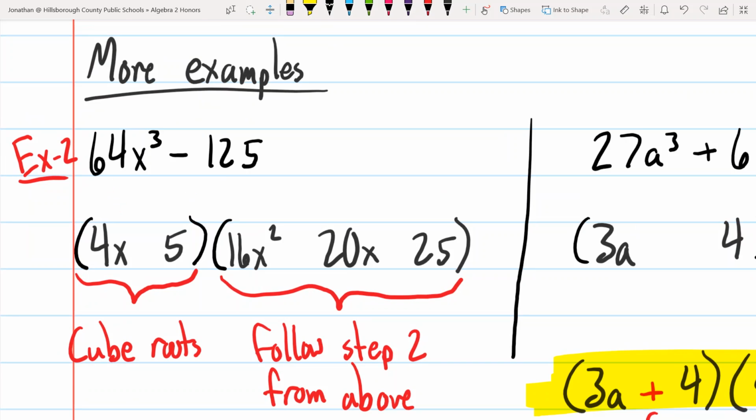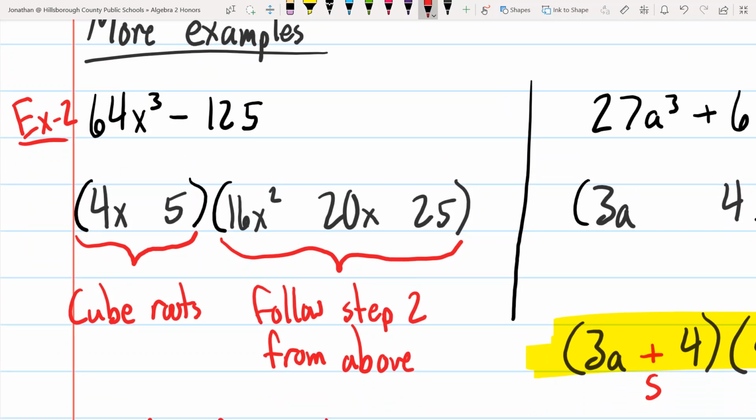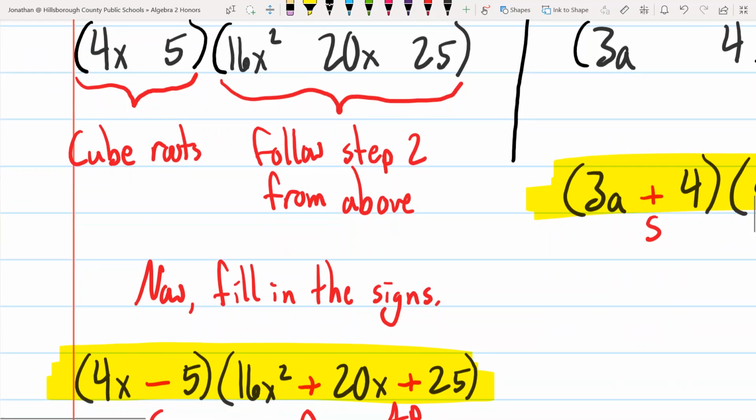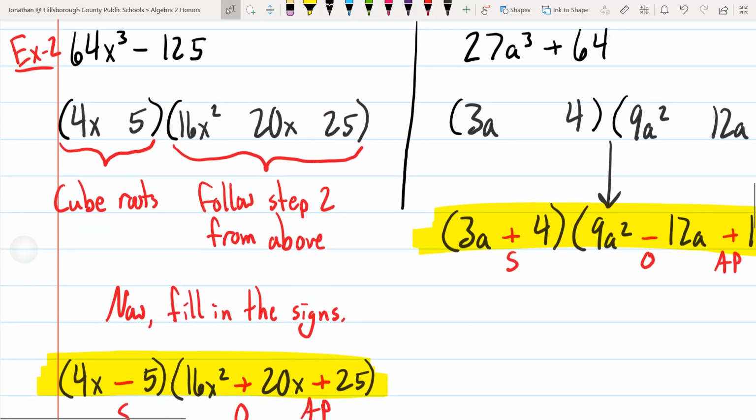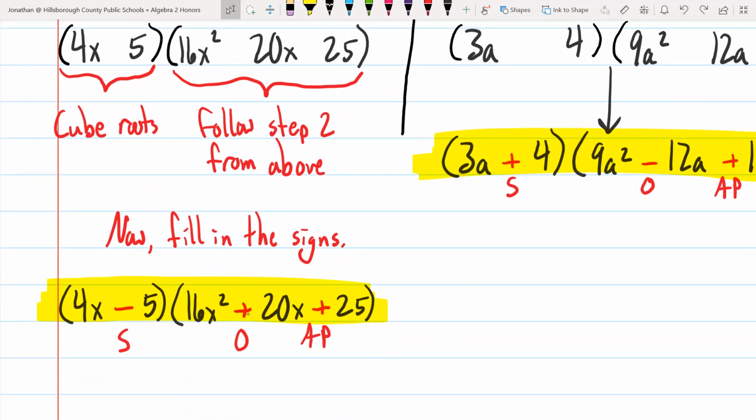This first number, I said follow step 2 from above because this is 4x squared, this is 4x times 5, and this is 5 squared. Exact cut and paste steps every time. Now fill in the signs. S, same as the beginning. We started with a difference. O, opposite of the beginning. That is a plus. And AP, always positive.